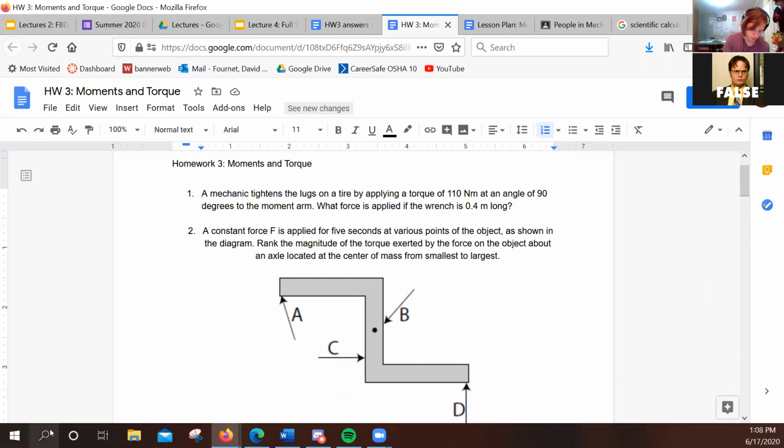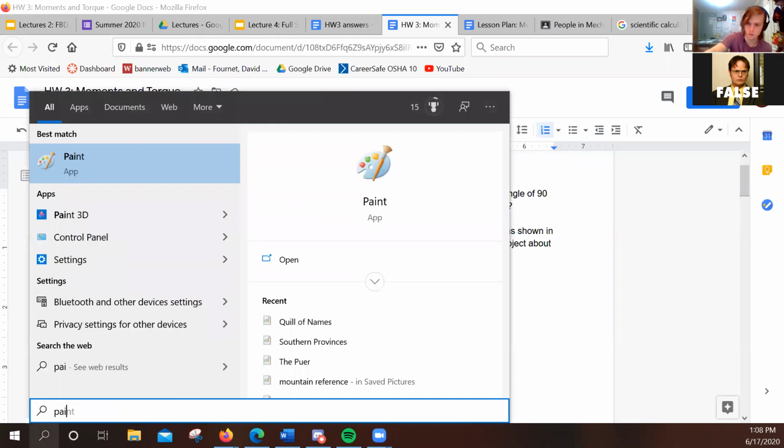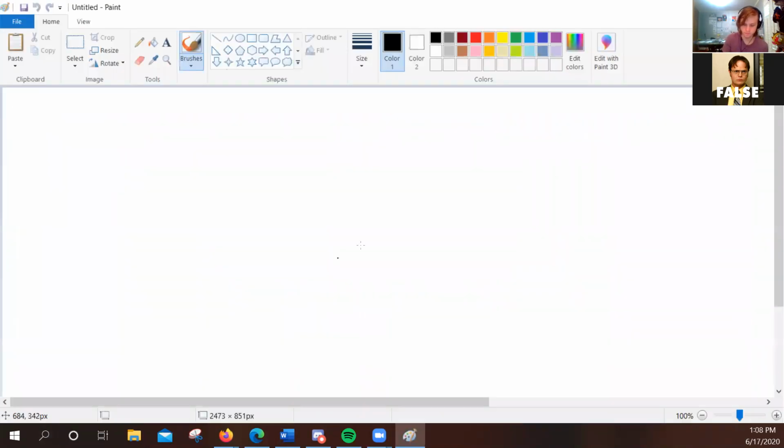So the general idea of moments is it's basically a force applied at a distance. And I'm going to go ahead and just open Paint so we can kind of go through this. Like the first problem, basically you have a lug or a bolt or something that you're trying to unscrew, right?